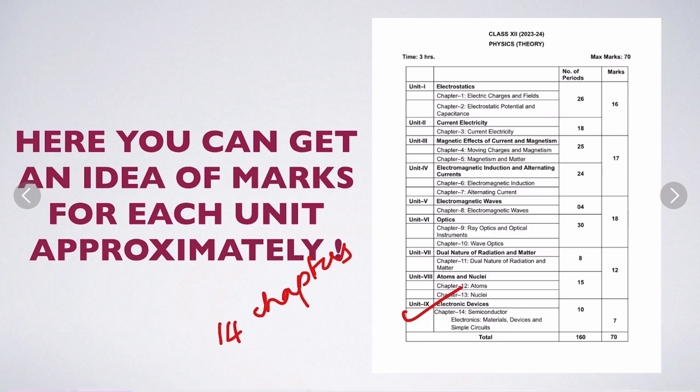Very clearly you can see unit 1 and unit 2 have 3 chapters, together 16 marks. Then unit 3 and unit 4 contain chapters 4, 5, 6, 7, together 17 marks. Unit 5 and unit 6 contain electromagnetic waves, the 8th chapter, and both optics chapters, together 18 marks. Unit 7, dual nature of radiation and matter, and unit 8, atoms and nuclei, together get 12 marks. Unit 9 is semiconductors, with 7 marks. This may change; you may not get exactly the same thing, you may have little ups and downs.